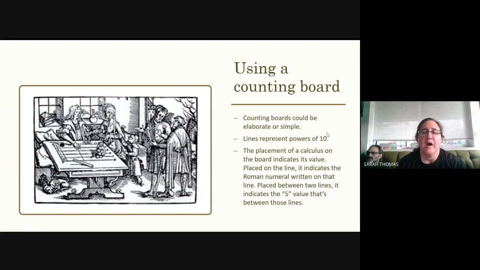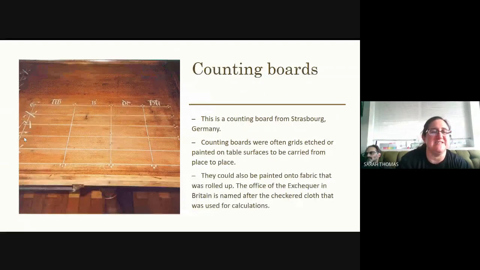When you put a calculus on the board, the place indicates its value. If you put it on the line, it indicates the Roman numeral that's written on that line. I'll go back to the previous illustration. You can see X, M. See, there's Roman numerals over here. If we go back to the Boethius one, he doesn't have the numerals, but you can see there's a symbol up here saying which way is up.